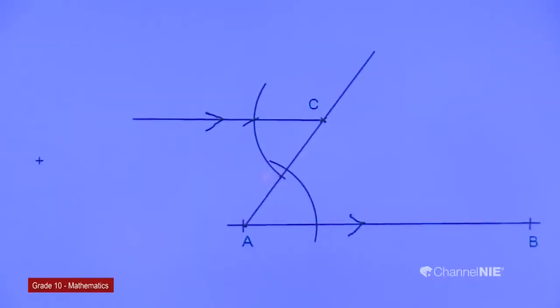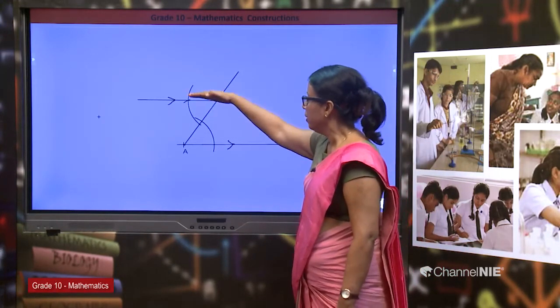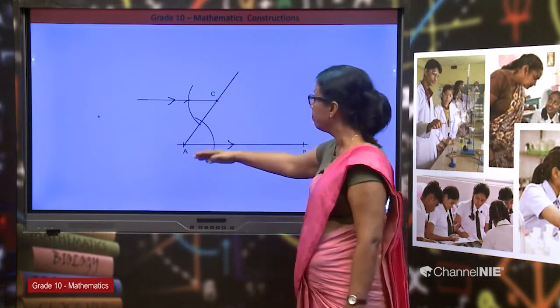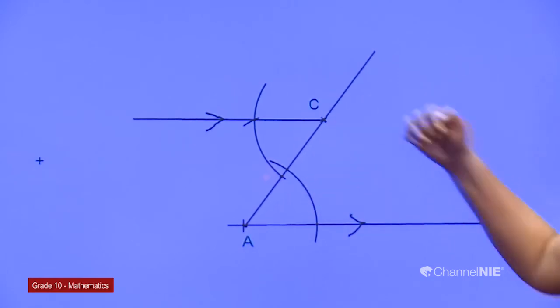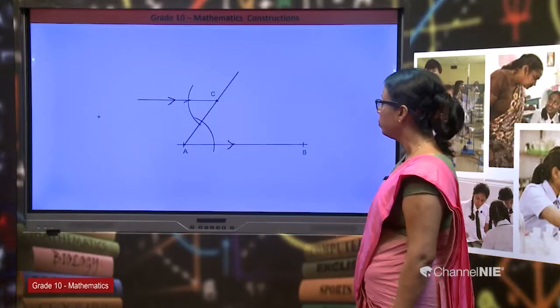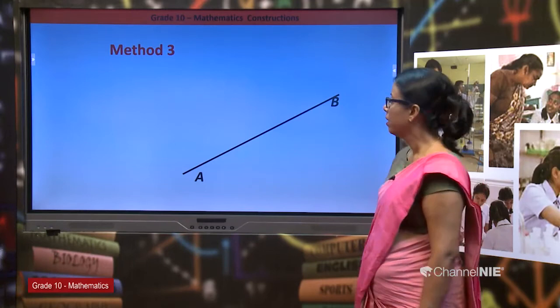We have used copying alternate angles over there. These two lines intersect with another line, we call this a transversal. These two angles are equal, alternate angles are equal, these two lines are parallel. Okay children, let us go to the next method, third method.